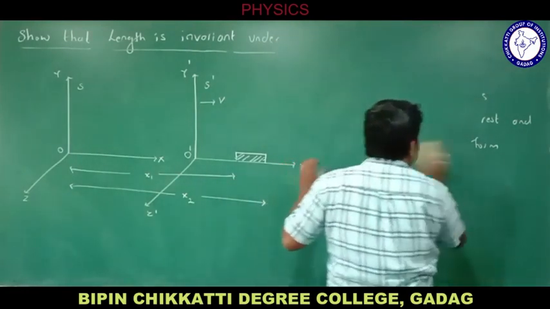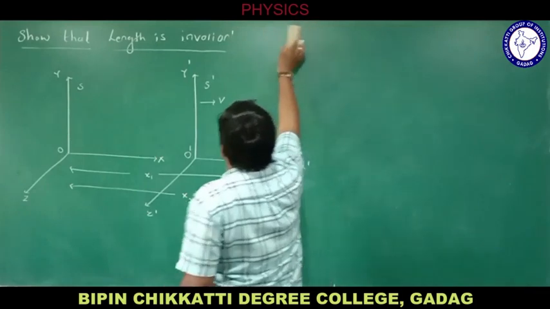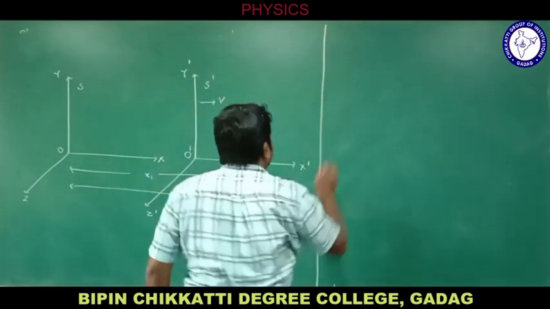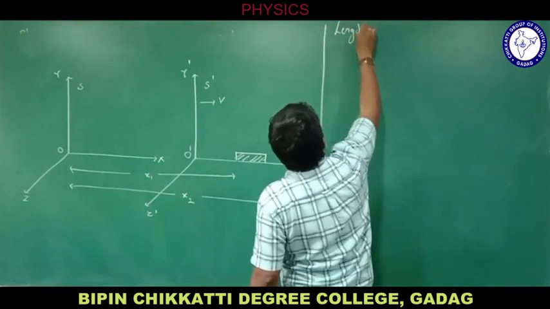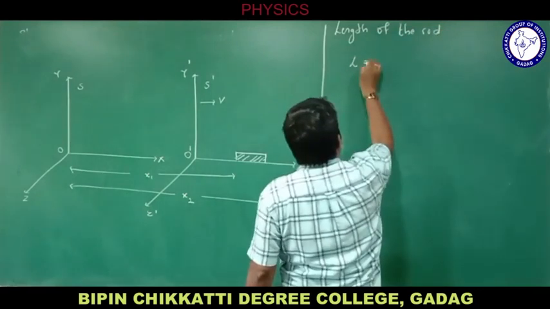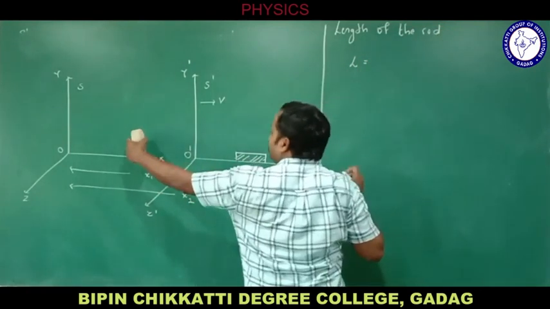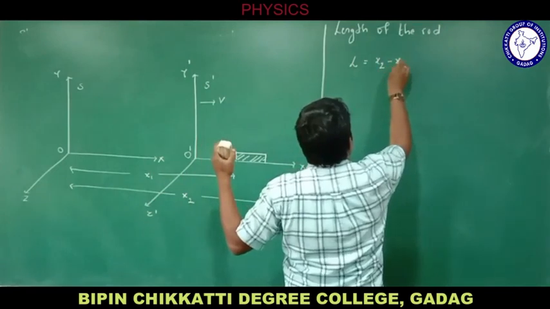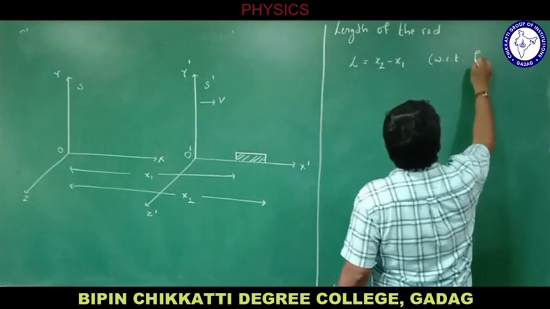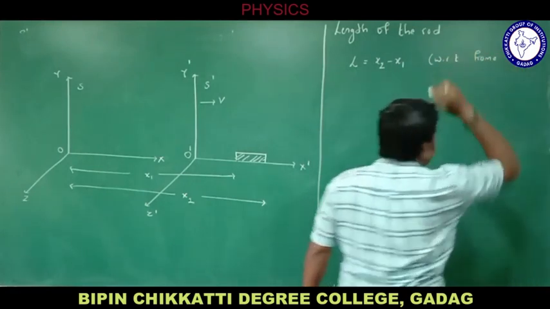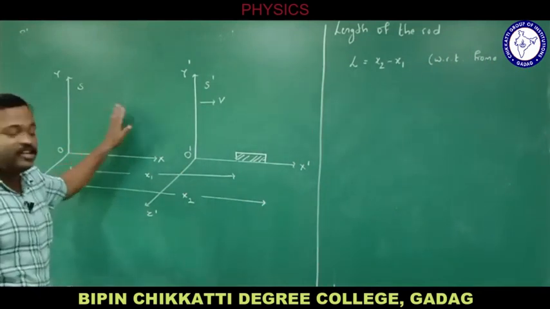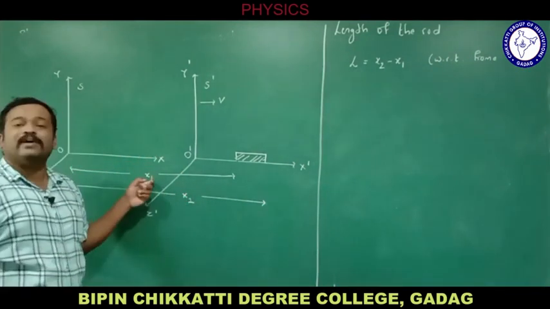I need to find the length of the rod. Let me take the length of the rod as L. What is the length of the rod with respect to frame S? That is x2 minus x1, with respect to frame S. From this frame, I measure the length of the rod as x2 minus x1.